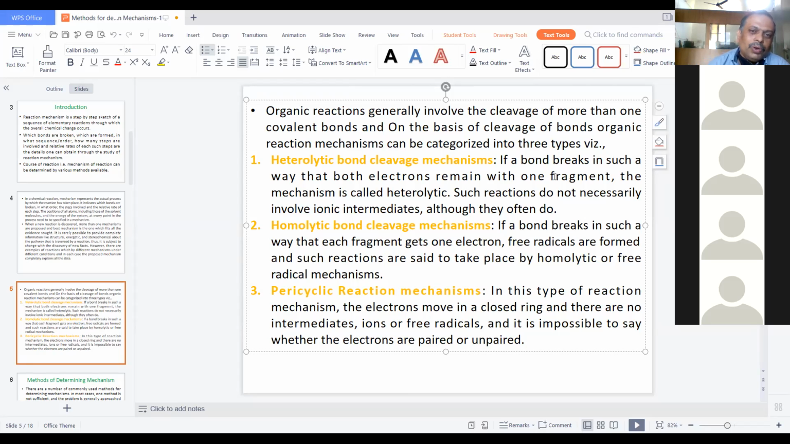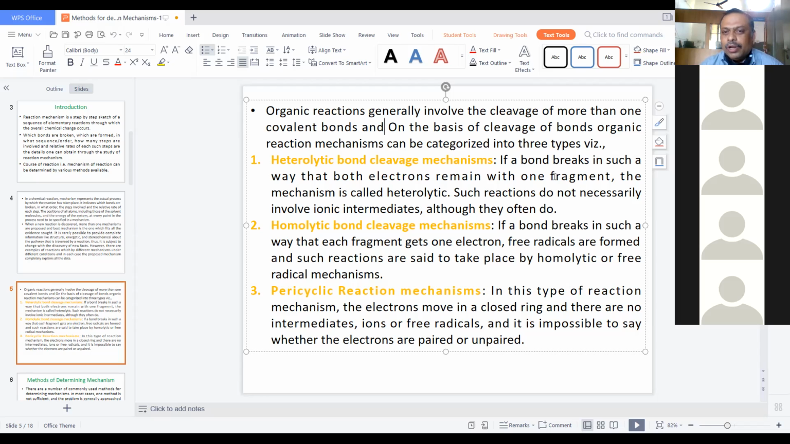Now next, homolytic bond cleavage. If a bond breaks in such a way that each fragment gets one electron, that is, free radicals are formed, such reactions are said to take place by homolytic or free radical mechanisms. In heterolytic cleavage, both bonding electrons go into one fragment, and positive and negative charges are formed.